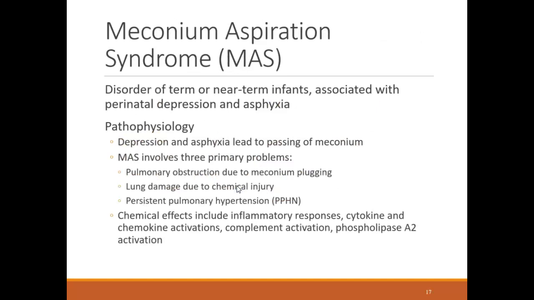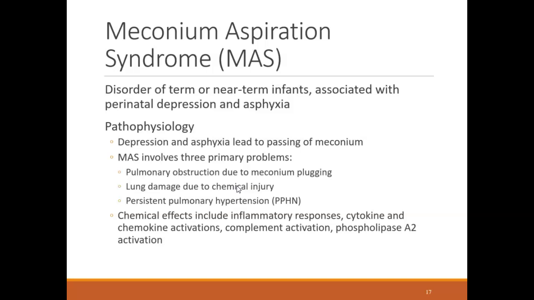Okay. Meconium disorders. This is more seen in term or near-term infants. It's usually associated with some sort of fetal distress during labor, so perinatal depression, meaning that during the laboring process you're having low heart rates, or asphyxia in the fetal situation where they have a nuchal cord or a true knot in the cord that's causing asphyxia, or prolapsed cord.